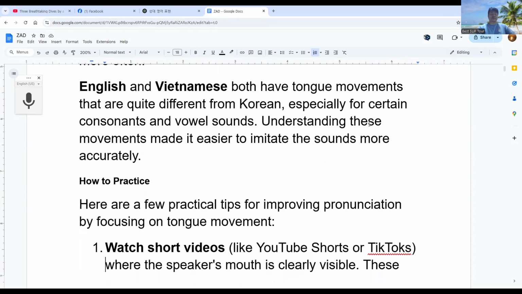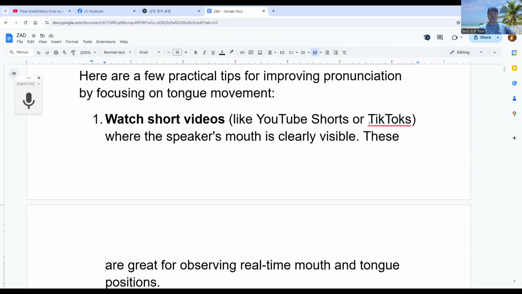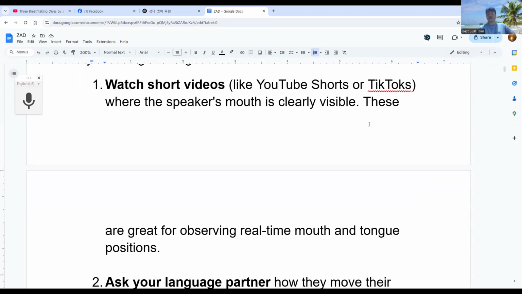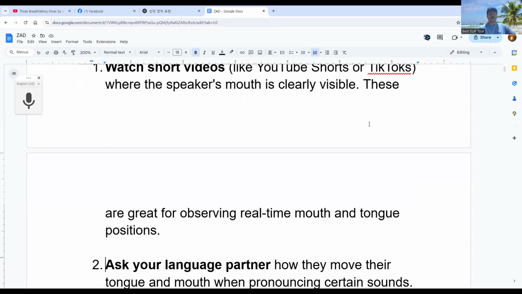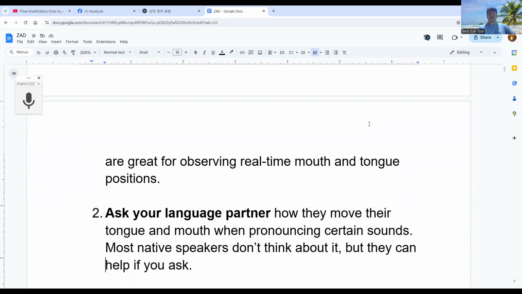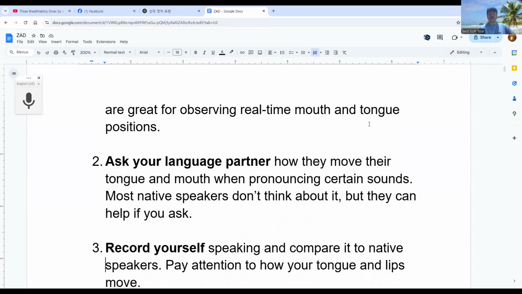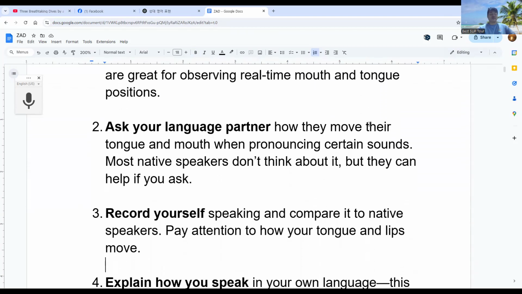How to practice? There are two practical tips for improving pronunciation by focusing on tongue movement. Watch a short video like a YouTube Short or TikTok where the speaker's mouth is clearly visible. These are great for observing real-time mouth and tongue position. Ask your language partner how they move their tongue and mouth when pronouncing certain sounds. Most native speakers don't think about it, but they can help if you ask.